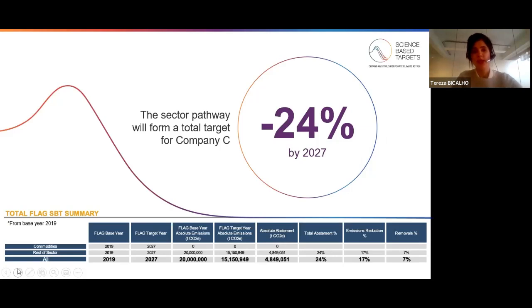So as we see, the sector pathway form a FLAG target for Company C of 24% emissions reduction, including removals by 2027. So with that, I thank you all again for your time, and I will hand over back to Krista. Thank you.